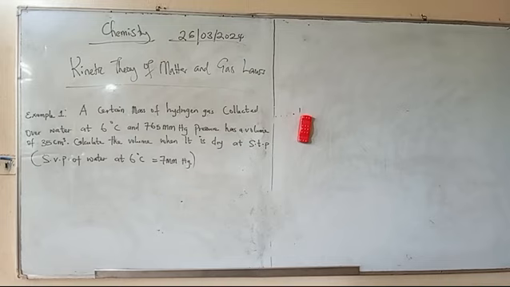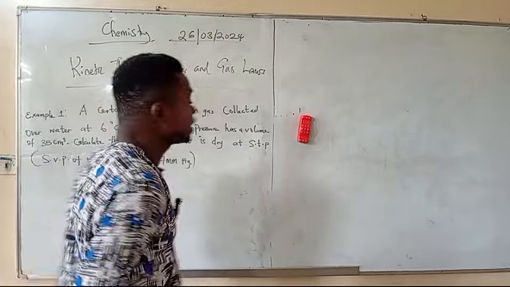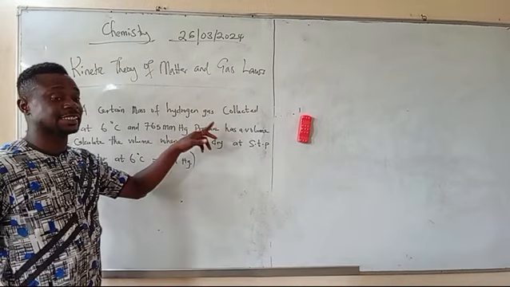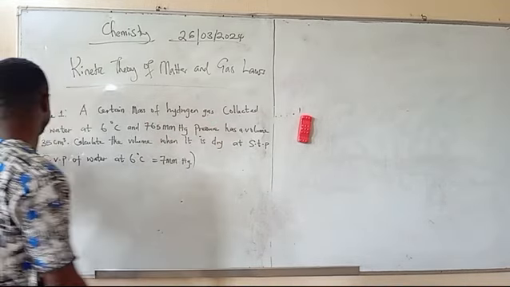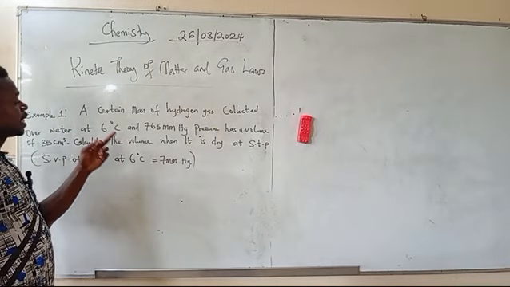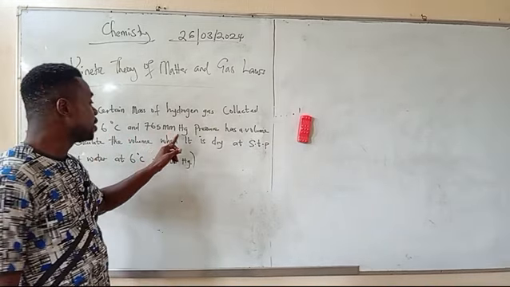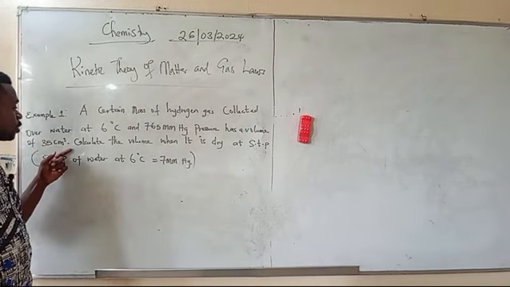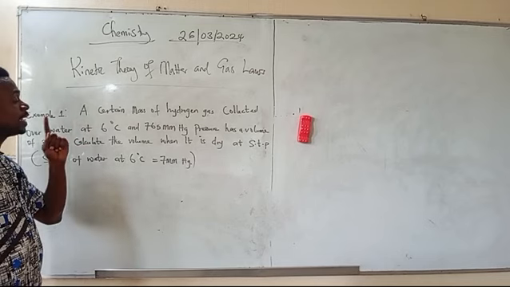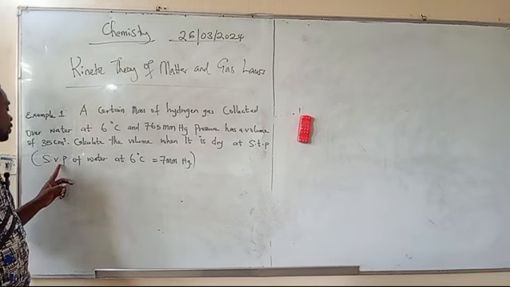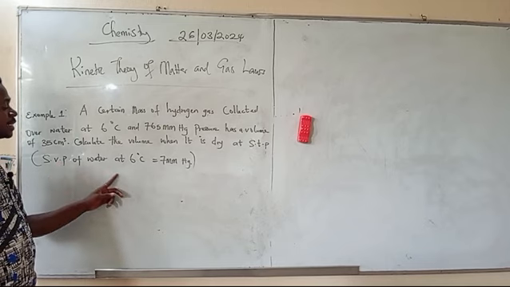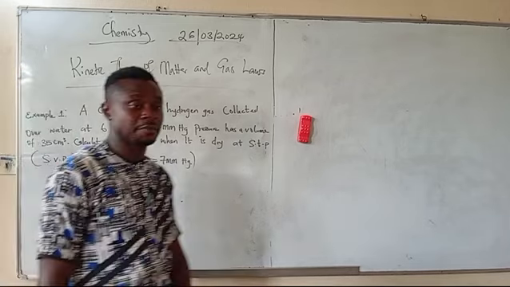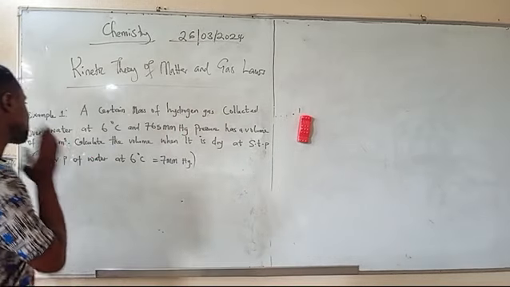Okay, the question says, a certain mass of hydrogen gas collected over water and 765 millimeter mercury pressure has a volume of 5 cm cubed. Calculate the volume at STP. The saturated vapor pressure of water at 6 degrees Celsius is 7 millimeter mercury. Now, if you watch, this hydrogen gas was collected in water at 6 degrees Celsius.